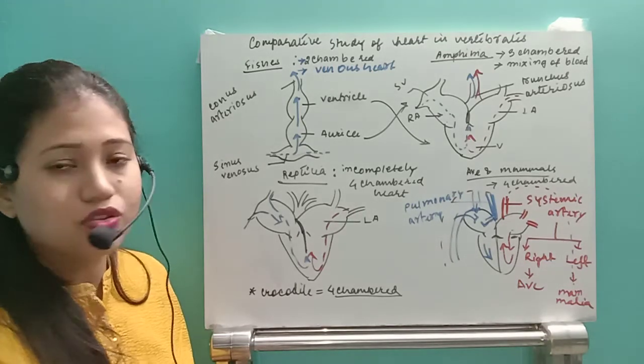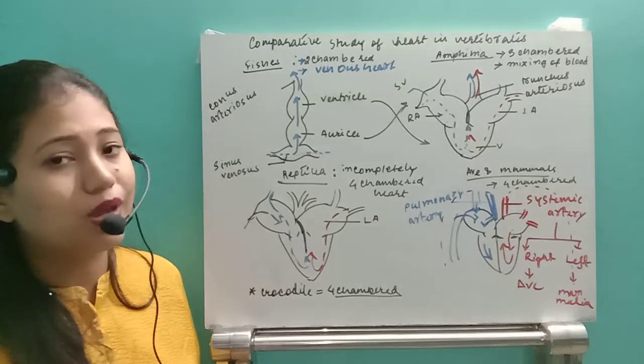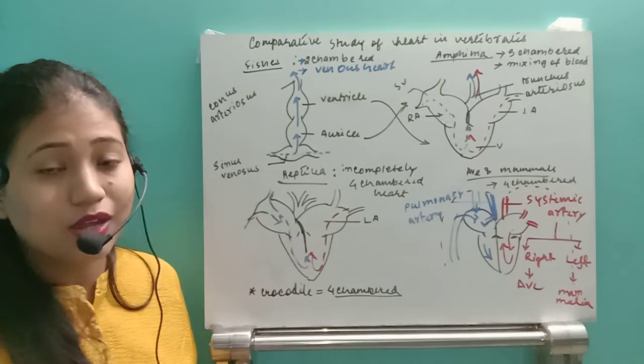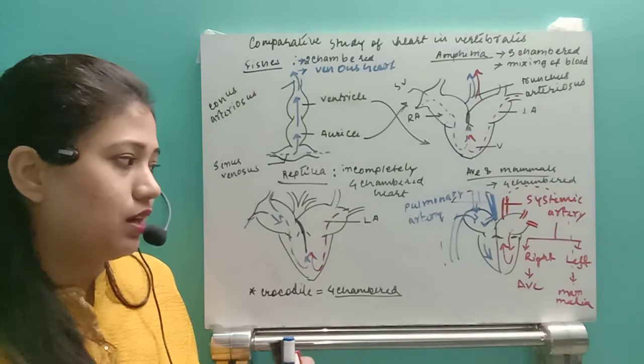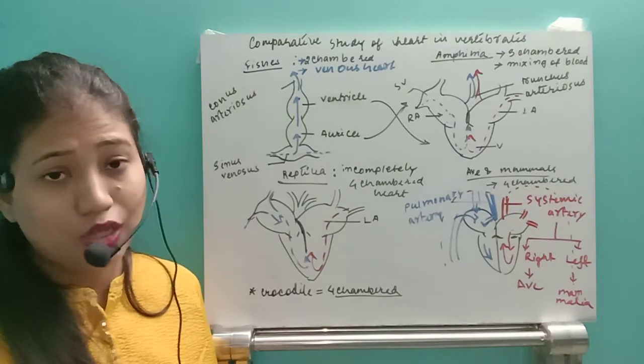We have seen the morphology of the heart of fishes, amphibia, reptiles, and the apes and mammals. I hope you understand. So that's all about the video. In the next video, we will see the heart of the mammals, the human heart.